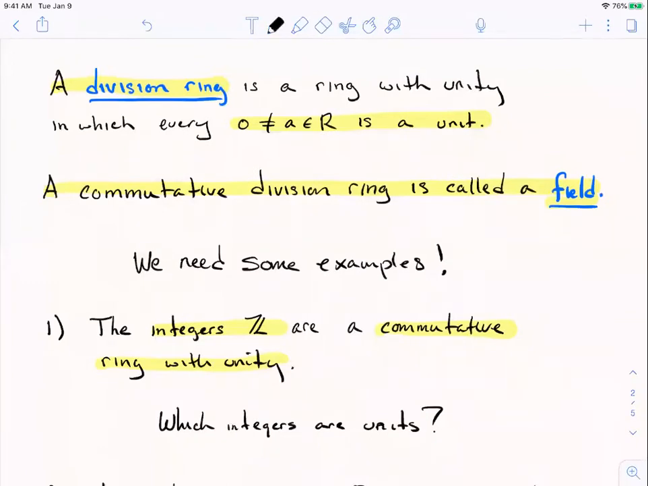And I have a question for you here. Which integers are units? Which integers have multiplicative inverses? You can stop this because I'm going to say the answer, but think about it. Which integers could you multiply by other integers and get the identity? It turns out that only plus and minus 1. The integers have exactly 2 invertible elements when you're talking about inversion with respect to multiplication, 1 and minus 1. Any other integer doesn't have a multiplicative inverse.